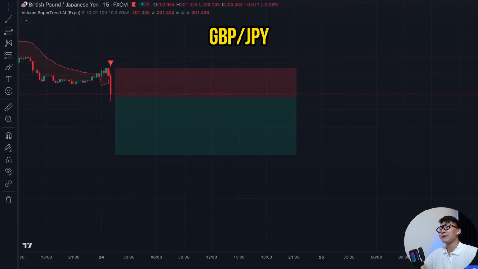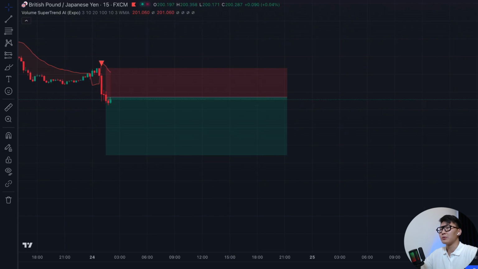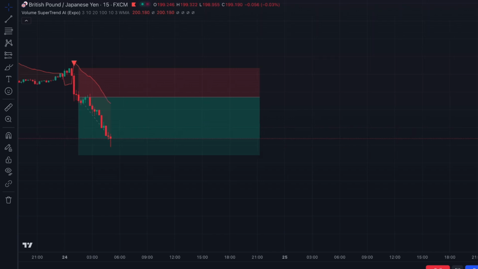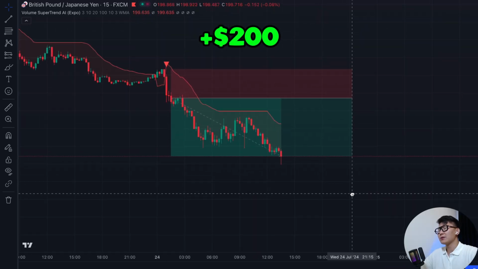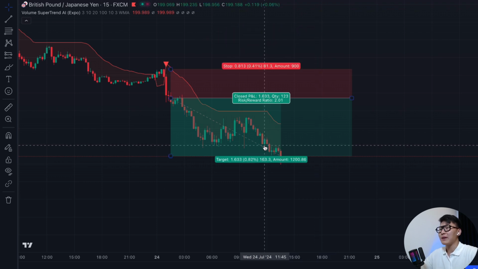GBP/JPY currency pair, a short position signal has come in, and I've already set my take profit and stop loss. I'll be opening the trade with a 1:2 risk-reward ratio, and let's see if the signal plays out. My short position was also successful, guys. Another positive trade completed. Let's pick another long position.